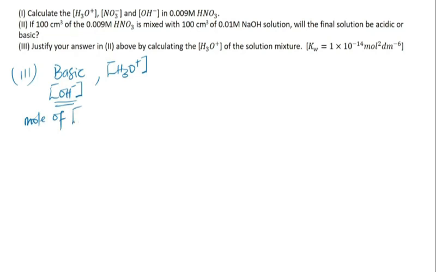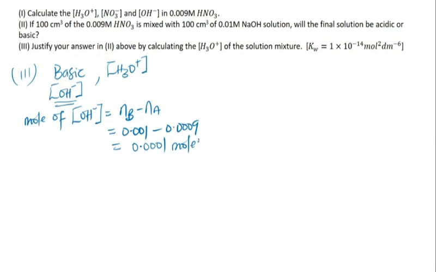So from what we did in the II previously, the mole of OH⁻ that will be left will be the mole of the base, which is in excess, minus the mole of the acid, which is the limiting. So we have the mole of the base that we had initially as 0.001 minus 0.0009 for the acid. So the amount of OH⁻ left in solution will be 0.0001 moles.